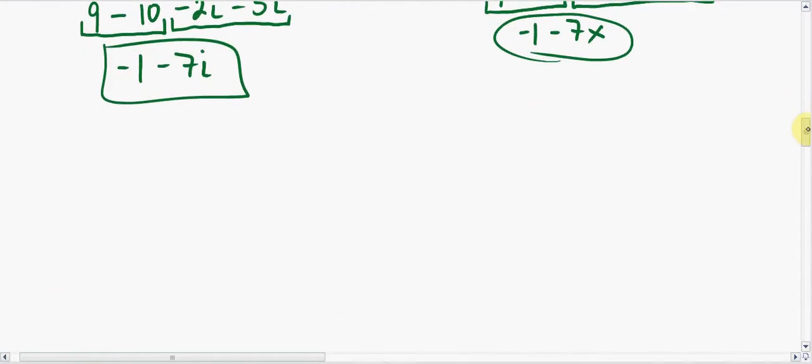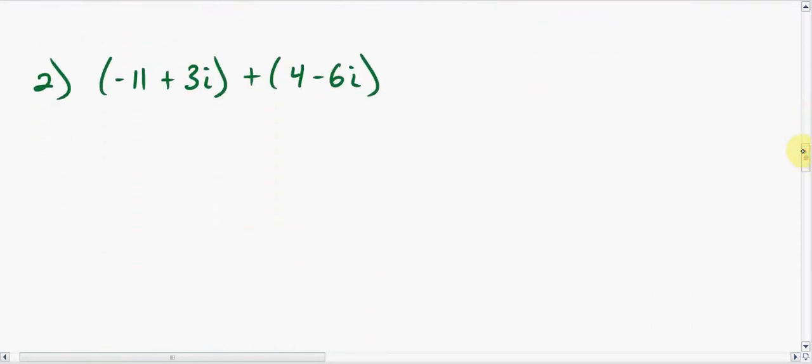So let's look at one more of those. Come down here to number 2, and we've got negative 11 plus 3i plus the quantity 4 minus 6i. So we have two complex numbers in standard form, and we can basically use our properties of addition. We can add the opposite, so I have all addition, so I can use the commutative property of addition and regroup, and I can regroup negative 11 with 4, and I can regroup 3i with negative 6i.